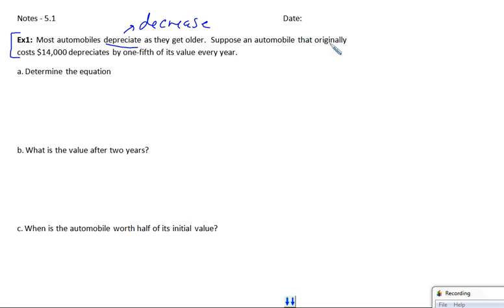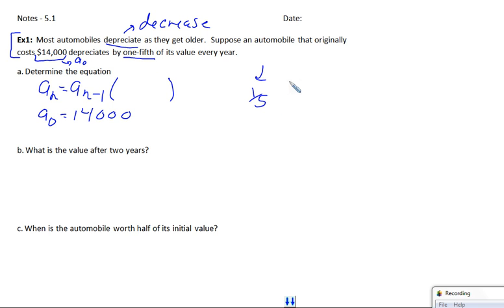Suppose an automobile originally cost $14,000. That should hint to you that it's A sub 0 because it's an original. A sub 0 equals 14,000, and then we have to see what happens to each term. So the previous term times some value. So if it depreciates by 1/5 of its value, so it's going down by 1/5.